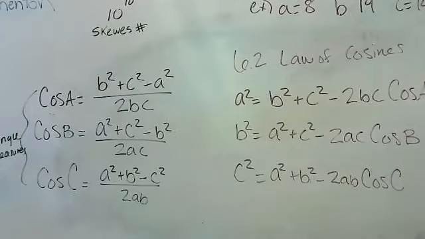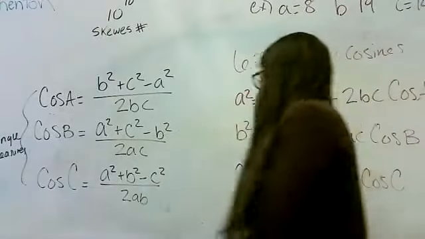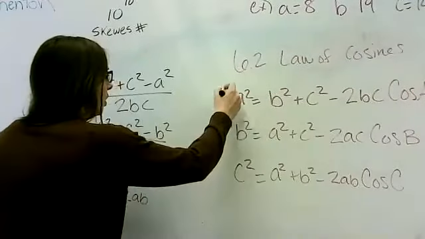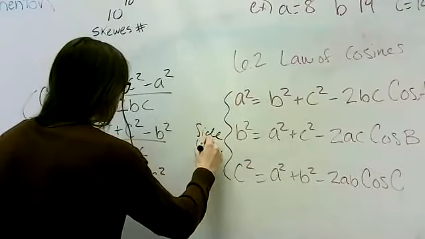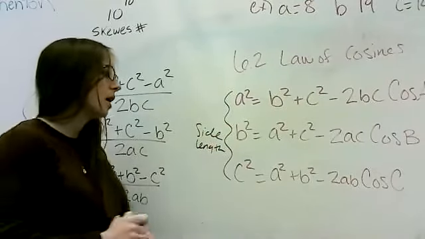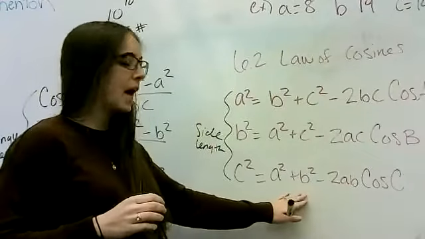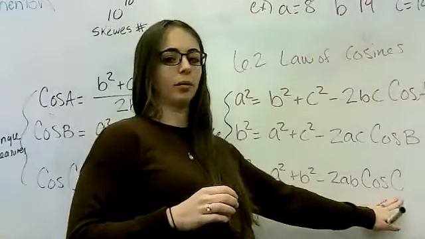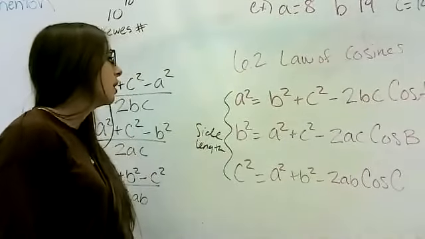You will notice a pattern when you're going through these formulas. These are all your side lengths, for one. If you are ever trying to solve for a side length, you will use one of these three formulas, depending on which one you're trying to solve for. But you have to know the other two side lengths and that corresponding angle measure. If you don't have that, you're not able to use this formula.